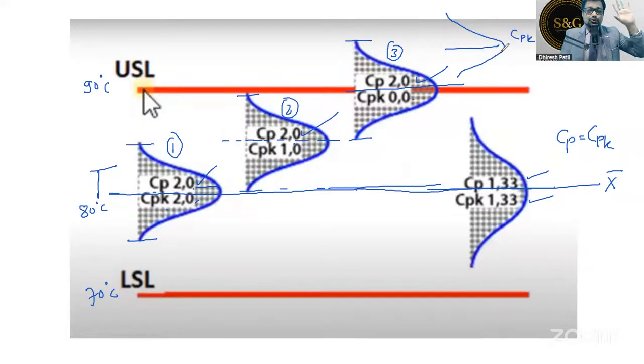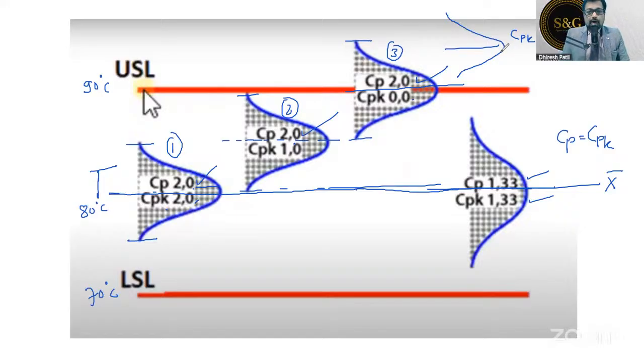How many of you understood this? Just give me yes in the chat box. Conceptually understood. The Cp formula I've already given, the Cpk formula already given. Correct? Yes. So our role is to bring the process down to the center and bring the variation down.